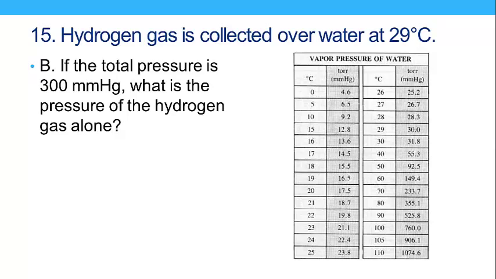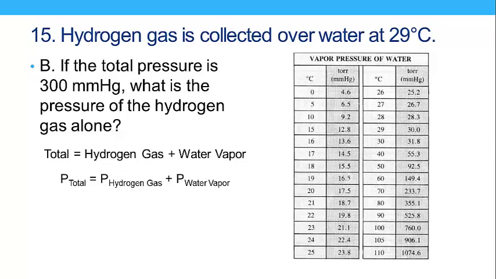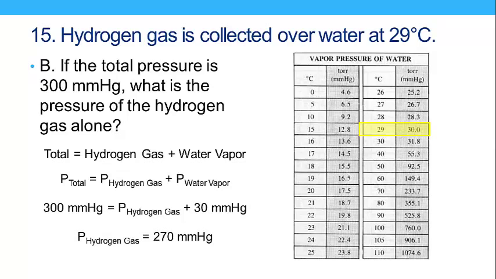If the total pressure is 300 millimeters of mercury, what is the pressure of hydrogen gas alone? The total pressure is going to be the pressure of the hydrogen gas plus the pressure of the water vapor. We know that the total pressure is 300 millimeters of mercury, and we can look on the chart. We see that at 29 degrees Celsius, the vapor pressure of water is 30 millimeters of mercury. So when we solve for the pressure of hydrogen gas alone, we get 270 millimeters of mercury.